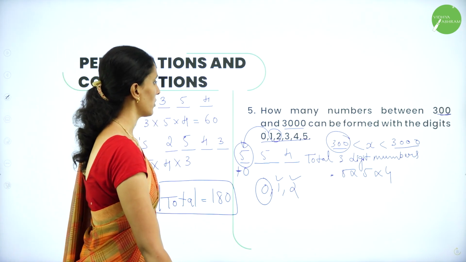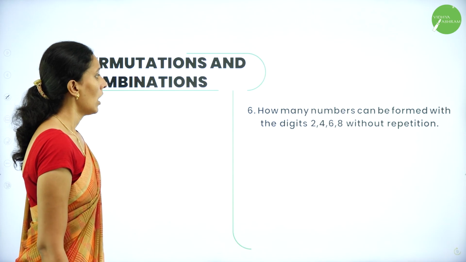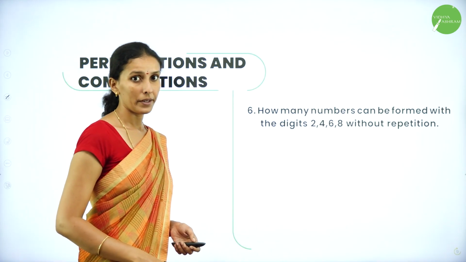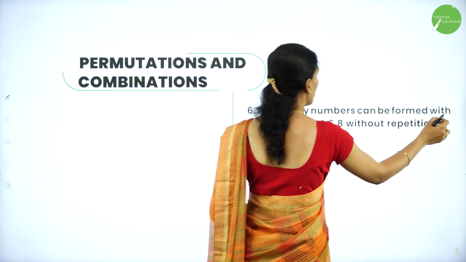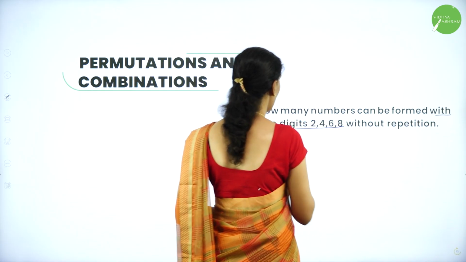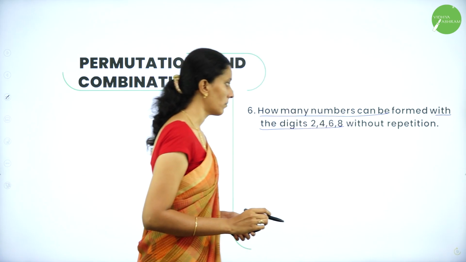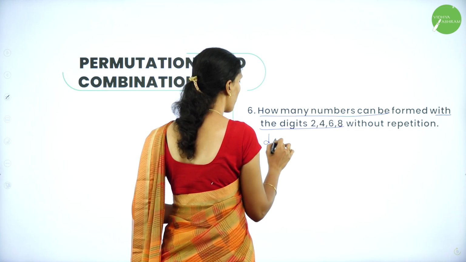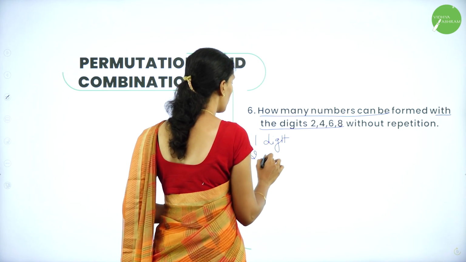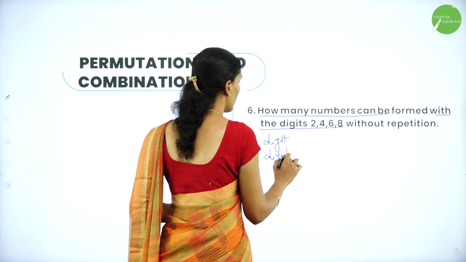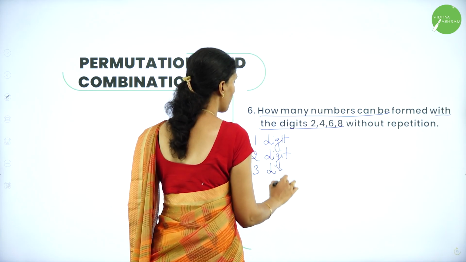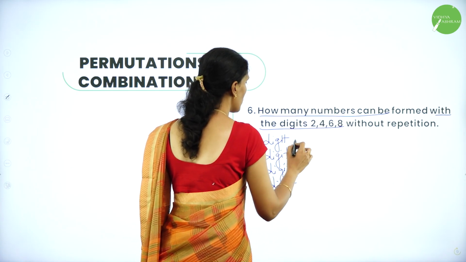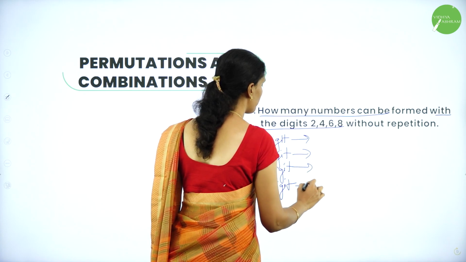Okay. So, my next question. How many numbers can be formed with the digits 2, 4, 6, 8 without repetition? So, remember here with the digits 2, 4, 6, 8, how many numbers can be formed? Okay. So, we can form a 1 digit number also. We can form a 2 digit number also. We can form a 3 digit number also. And at maximum we can form a 4 digit number also. So, I will take them one by one.